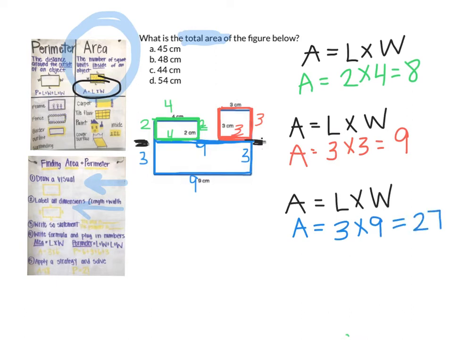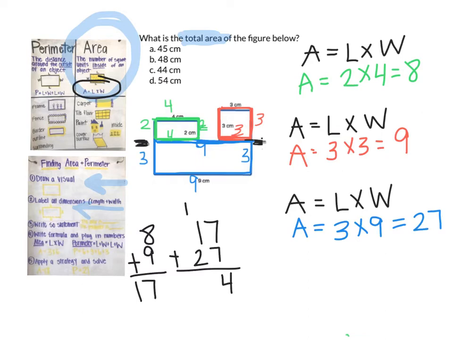Okay, we're not done yet. Almost there though. I've got the area solved for all three shapes. The last thing I need to do is just add them together. So I know that 8 plus 9 equals 17. Now I'm adding 17 plus 27. 7 plus 7 is 14. 2 plus 1 plus 1 is 4.